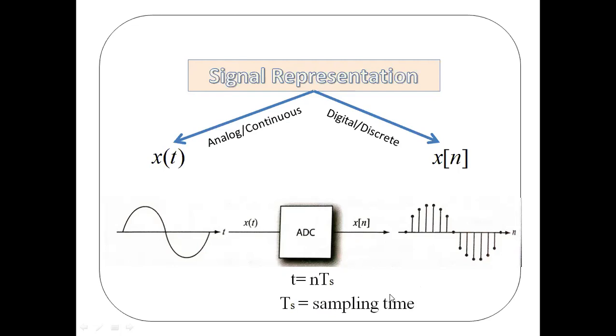So we have the Ts, which is the sampling time. This is what we have done before, the process of conversion from continuous time to discrete time.